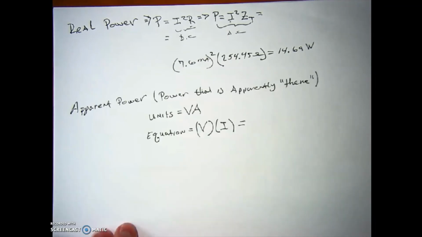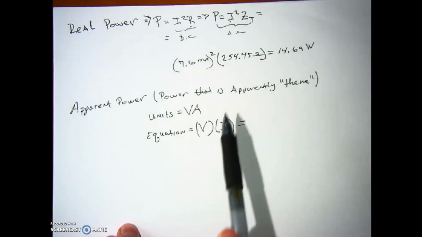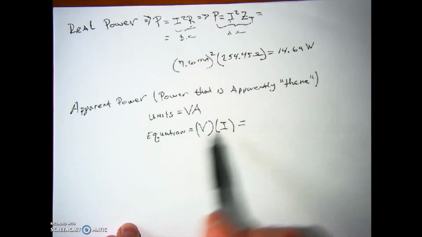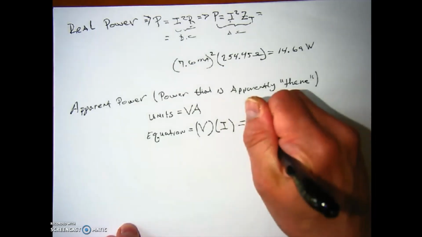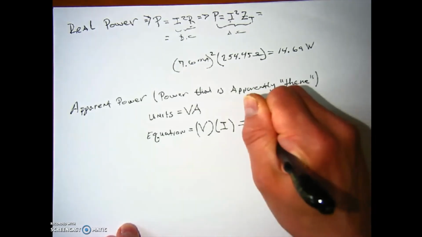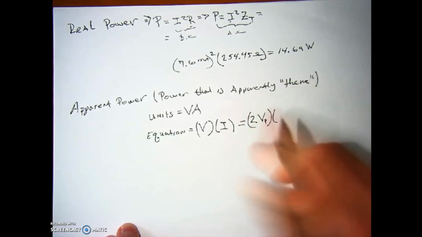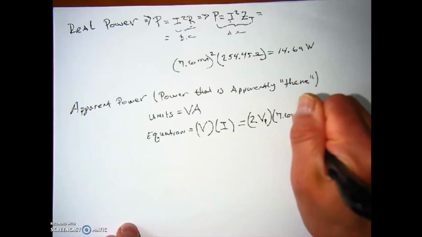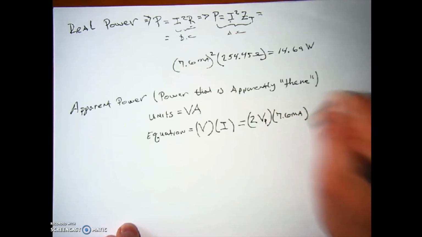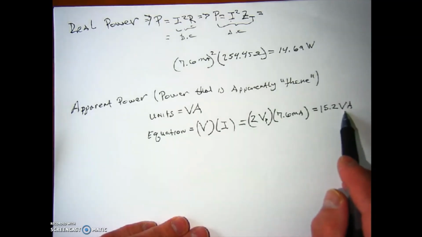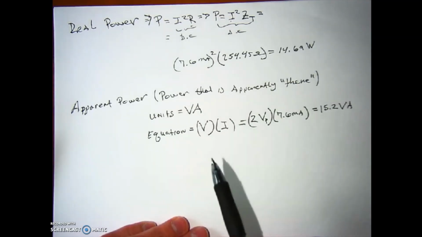So apparent power, that's the power that is apparently, quote, there. And the unit is VA, not watts, but volt amp. And the equation is voltage times the current. In this case, because we're dealing with an AC signal, our voltage is 2 volts peak, times our I, which is going to be 7.6 milliamperes of current. This gives us 15.2 VA for apparent power.